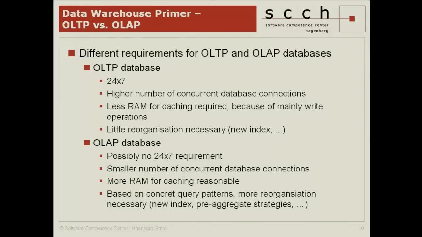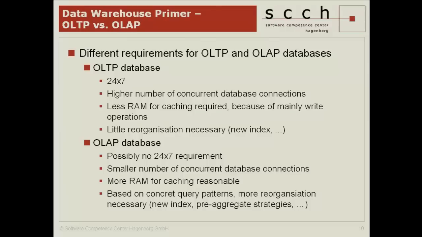We also have a difference here in respect to our database business. First of all, a transactional database is usually running 24 hours every day. So we have a high number of concurrent database connections. Usually less memory for caching is required because of mainly write operations, and usually little reorganization is necessary, like creating new indexes or something like that.